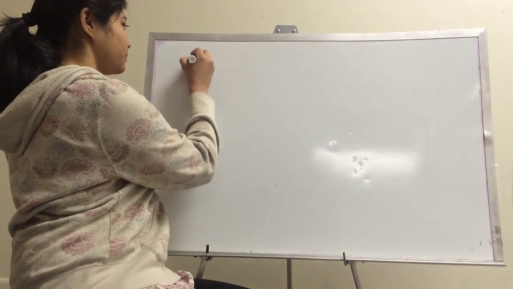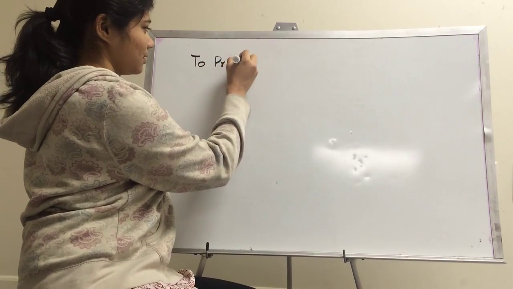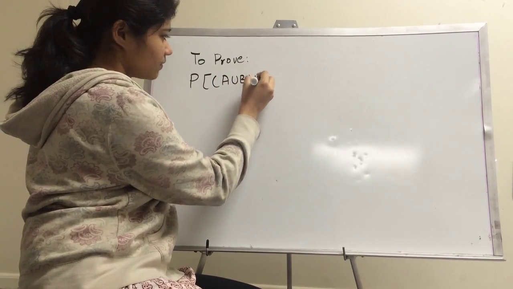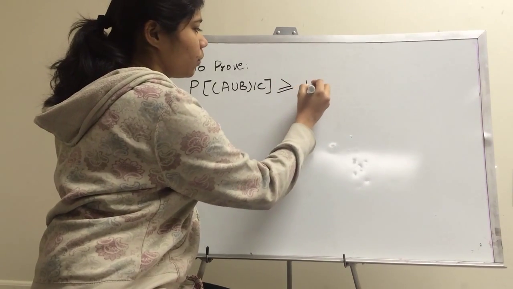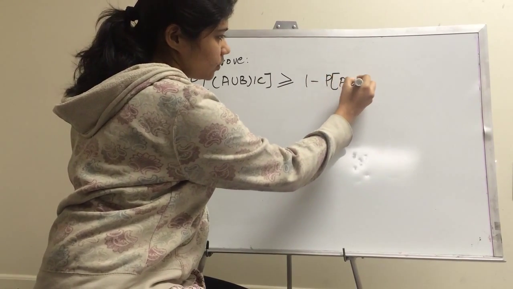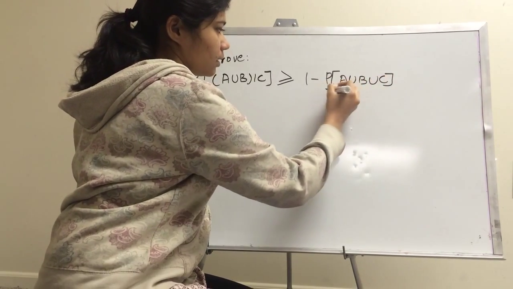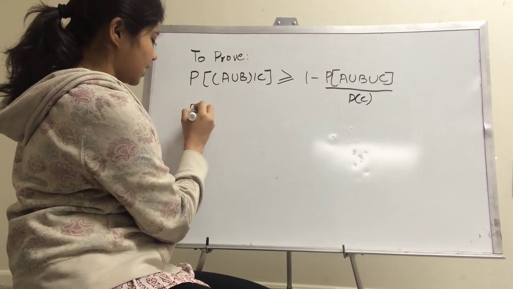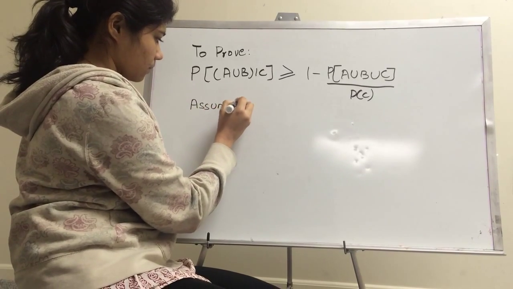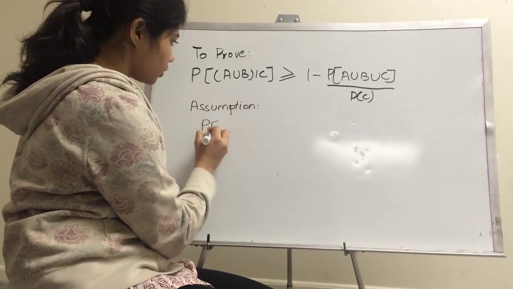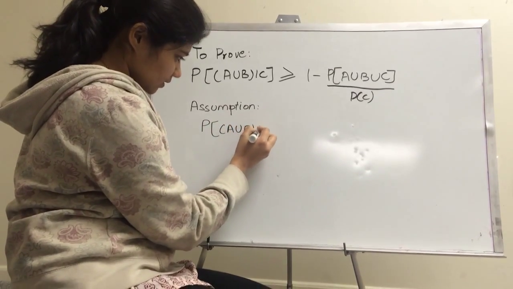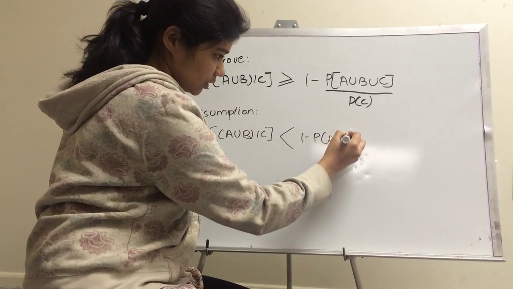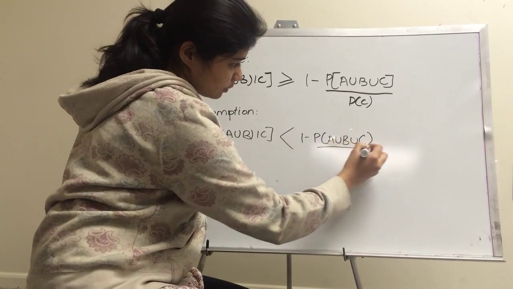In the first question, we have to prove that the probability of A union B given C is greater than or equal to 1 minus the probability of A union B union C upon probability of C. In order to prove this, I've assumed that the probability of A union B given C is less than 1 minus the probability of the union of all three, that is A union B union C, upon probability of C.